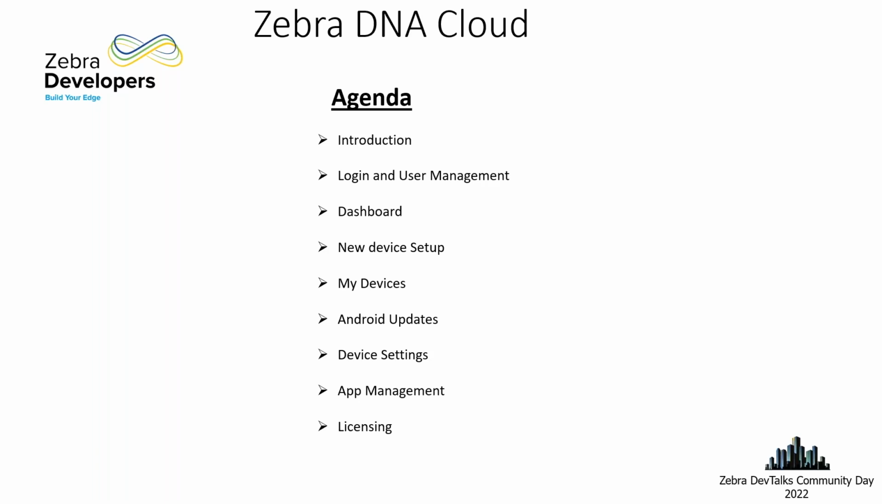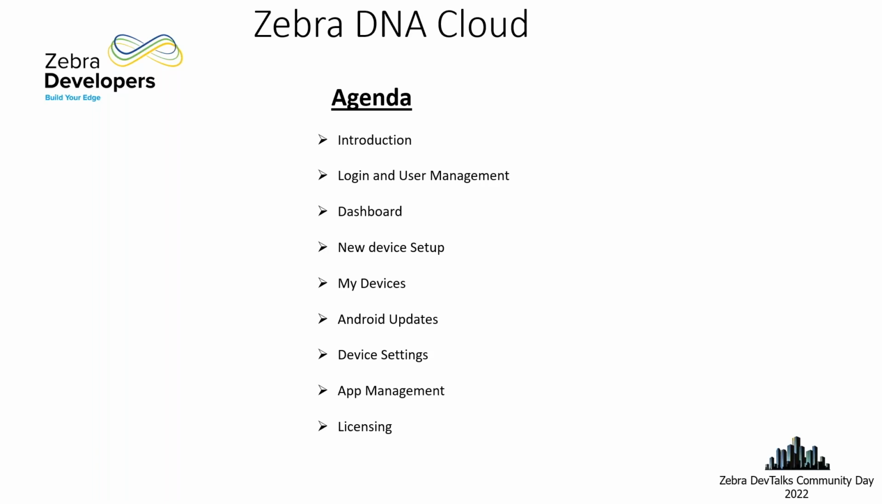Then Android updates for OS updates on your devices. Then we'll see the device settings or device configurations, how we can create the profiles and send them to the devices. Then application management, like there are different Zebra applications and also line of business applications, how you can install, configure, and uninstall them, how we manage those applications on our devices. And at last, we'll see the licensing aspect, how to license DNA Cloud itself to use some of the premium features which are not free.